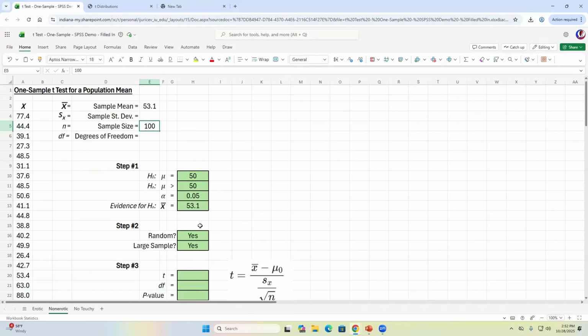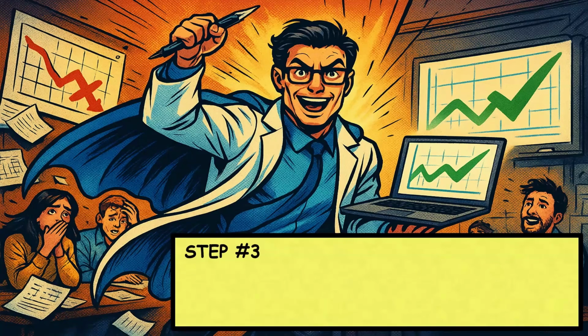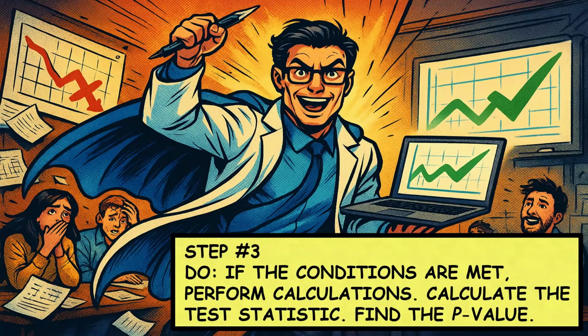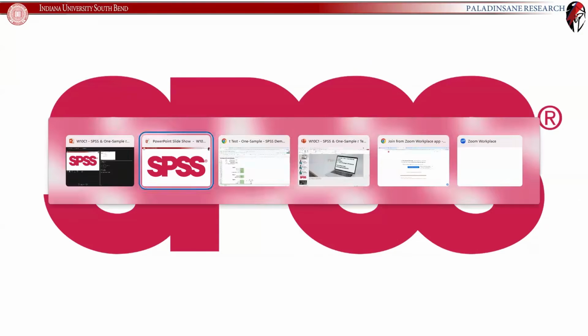So now we're confident that we can go ahead and use SPSS to do our statistical test that we have decided on. So step two, done. Now we go to step three. And step three is where we actually do the calculation. So if the conditions are met, yes, they are, perform the calculations, calculate the test statistic, find the p-value, and this is where we now go to SPSS.